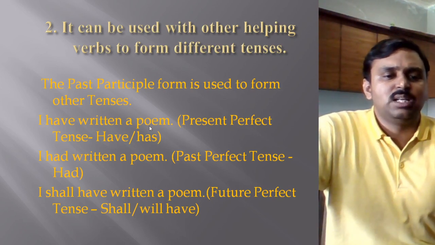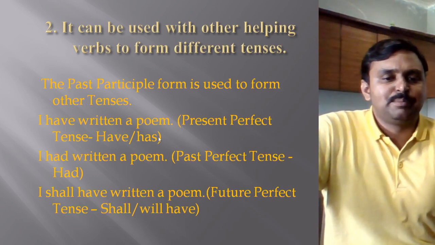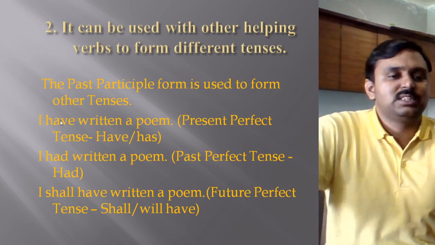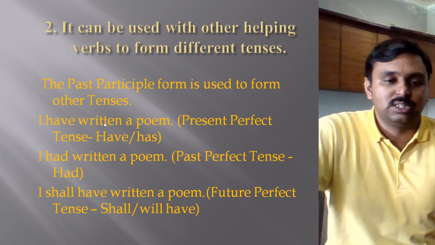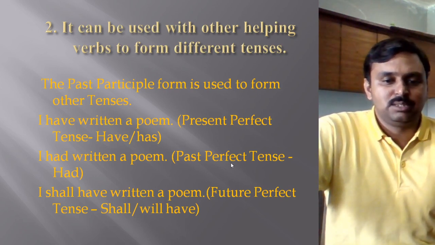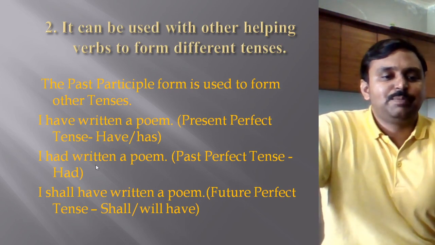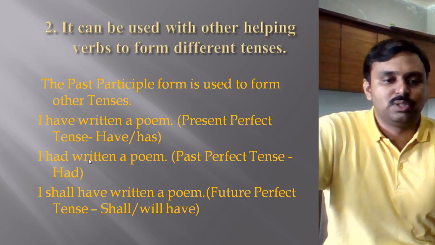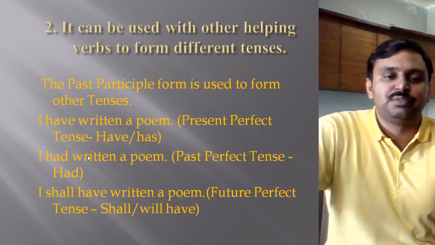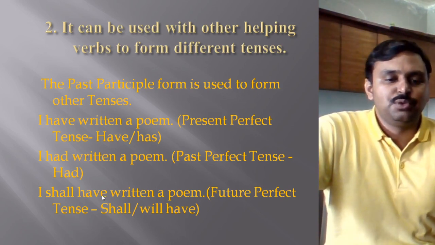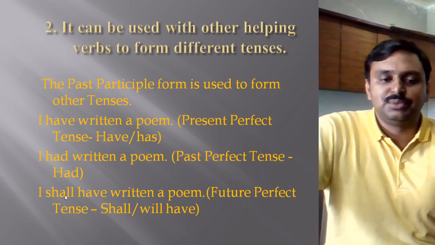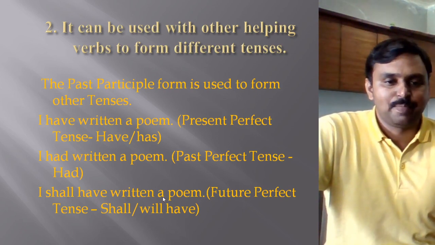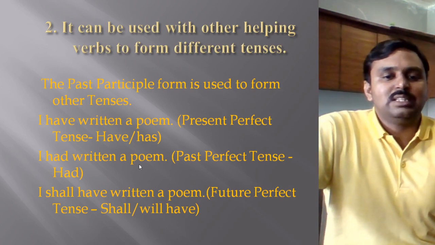Now look at the first example. I have written a poem. This is an example of present perfect tense. We use have or has after the subject, and we use the V3 form, verb form third. Now look at the past perfect tense. In the past perfect tense, we use had before the verb, and after that the V3 form, written. Then future perfect tense: I shall have written a poem. In this we use shall or will. So the sentence comes like I shall have written a poem. You got that? So these are all the tenses.